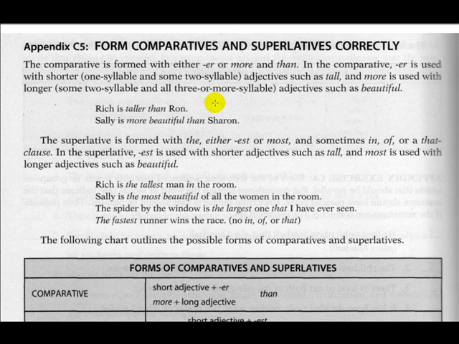Sally is more beautiful than Sharon. And we're making a comparison. And beautiful is a three-syllable word, beautiful. Okay, so we would use more with that, more beautiful, and the word than.